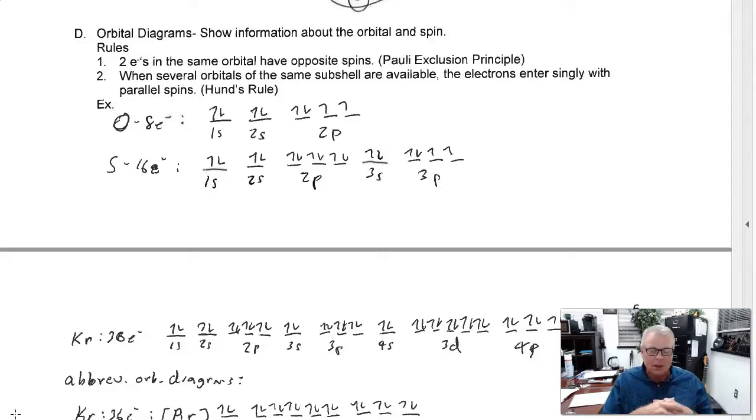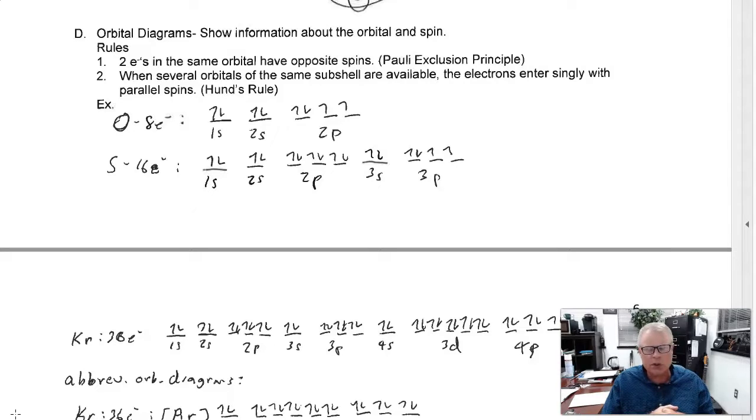Okay? The second thing you need to know about drawing orbital diagrams is when several orbitals of the same subshell are available, the electrons enter singly with parallel spins, and that's something called Hund's rule. And that one is a whole lot easier to show you than to try to explain. So let's do some orbital diagrams real quick here and see if you can do these.